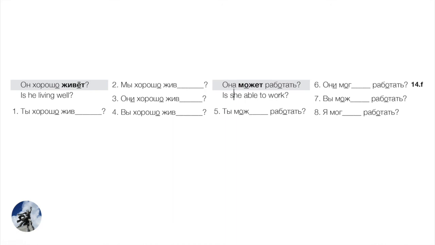Okay, number five, are you able to work? Ты можешь работать? Number six, are they able to work? Они могут работать. Number seven, are you all able to work? Вы можете работать? And number eight, am I able to work? Я могу работать.